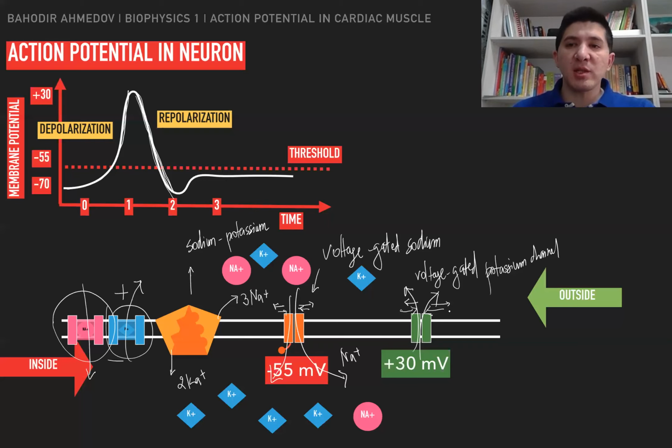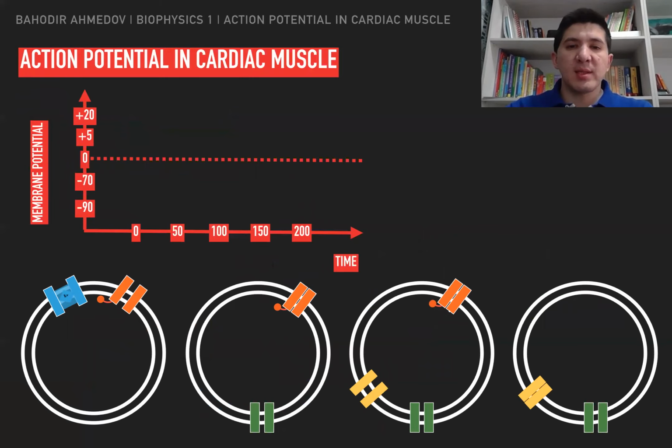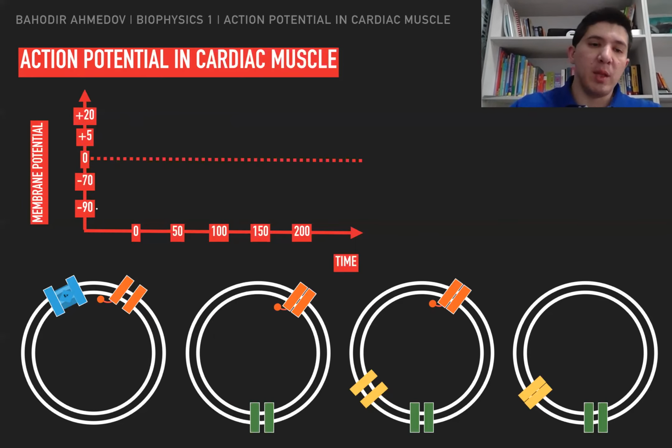The action potential in the cardiac muscles is going to work a little bit differently, and the values of the membrane potential are also going to be different. In the neuron, the potential at rest is equal to minus 70 millivolts, when the neuron is not transmitting any signal. For the cardiac muscles, it's roughly equal to minus 90 millivolts. Again, we've got lots of channels for potassium and sodium moving across the membrane.